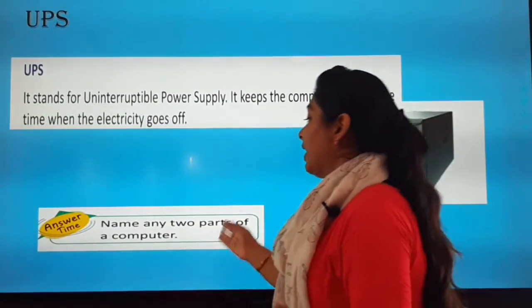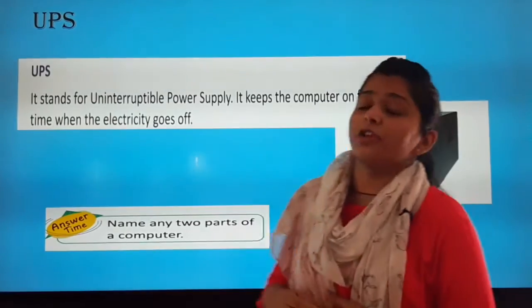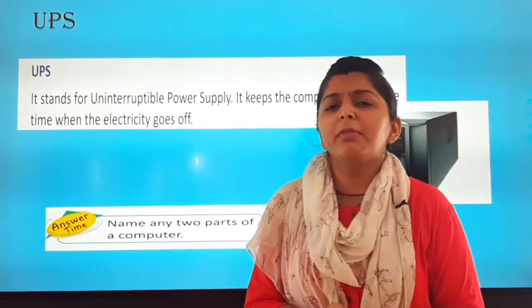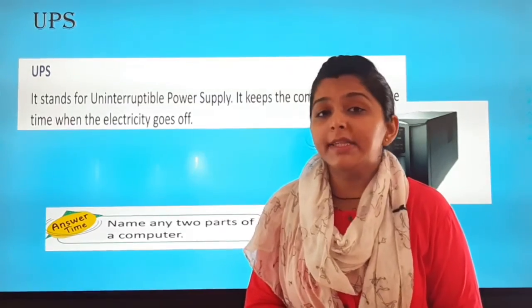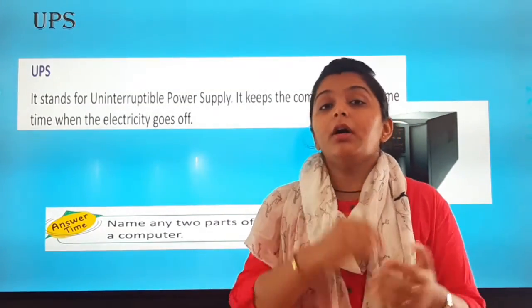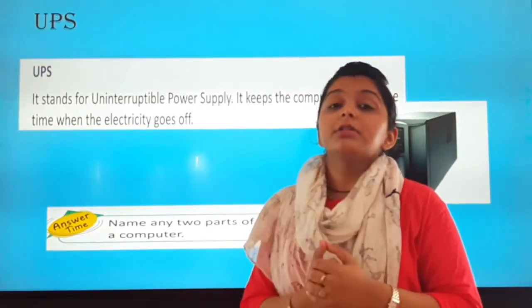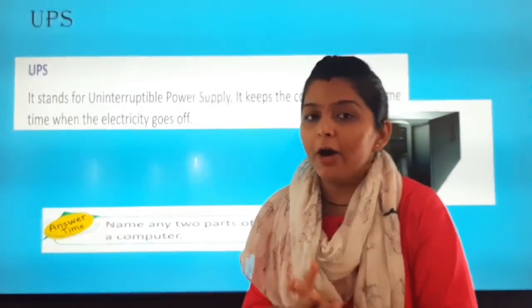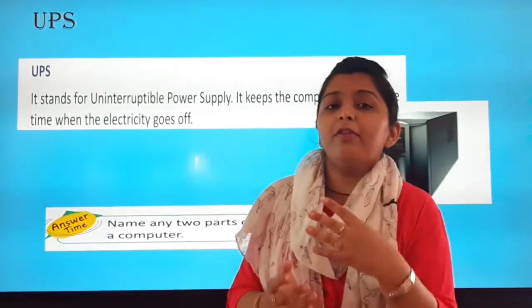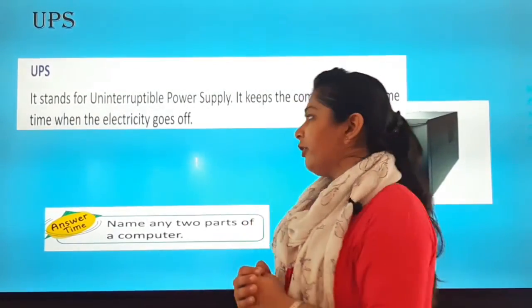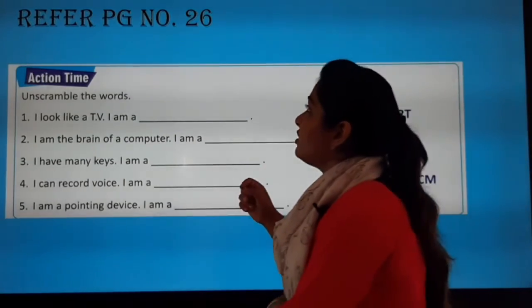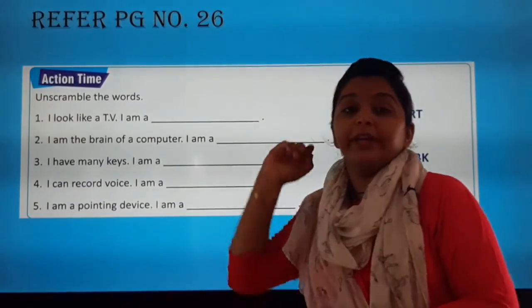Children, here is the answer time. Name any 2 parts of a computer. Yes, tell me fast. We have studied in slide number 1. Tell me fast. What were the parts? Yes, monitor, keyboard, CPU and one more, mouse. Very good. You have given me all the 4 parts. Very good, dear children. Moving on to the next, there is an action time on page number 26.